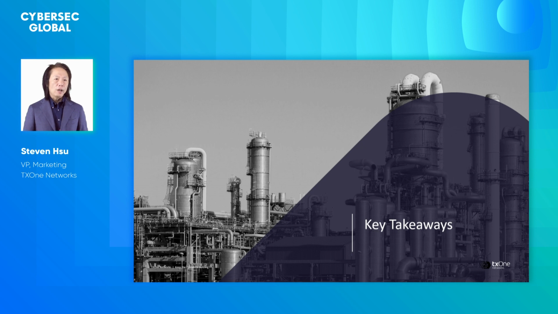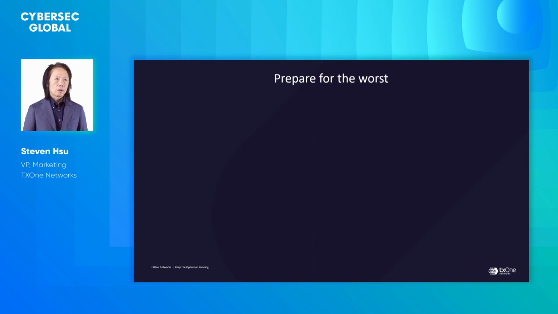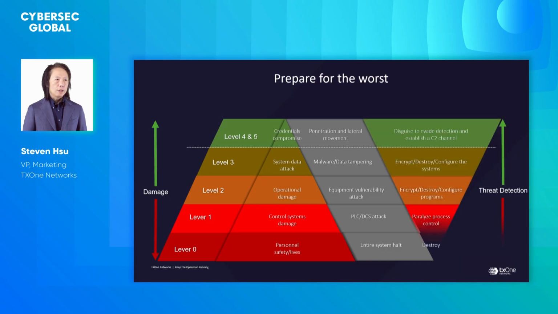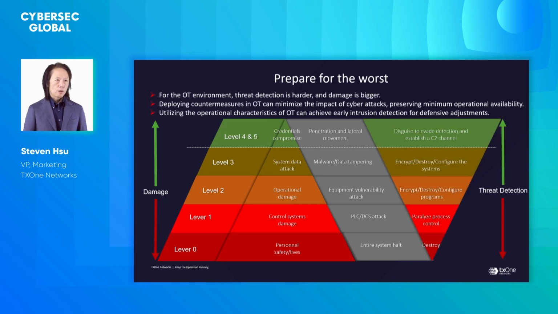So the key takeaway for today's session is that you need to prepare for the worst during warfare. The reason is that in OT cybersecurity, threat detection is difficult, and the damage is harder. So consider deploying cybersecurity countermeasures in the OT environment. It's not just for protection, it also gives you more time to recover, especially during warfare. That helps you maintain the minimum availability, to be able to operate everything in the critical infrastructure.